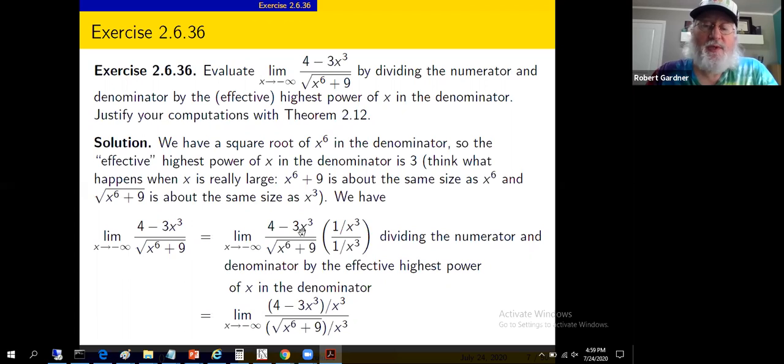It's not entirely a coincidence, it's the same as the power of x in the numerator. But multiply by the 1 over x cubed divided by itself. You didn't divide by 0, right? X approaches negative infinity. Well, I can assume that x is not 0. Okay, so let's see. We'll simplify that a little bit. We'll need to distribute next.